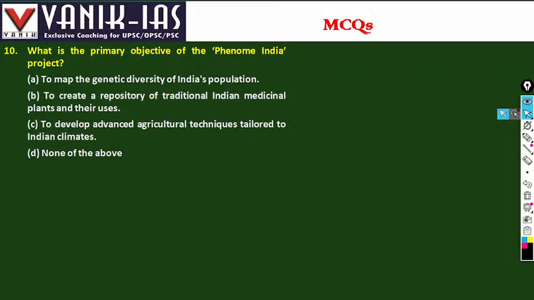To create India-specific risk prediction... So to map the genetic diversity, no. To create a repository of traditional Indian medicine, no. To develop advanced agricultural technology tailored to Indian needs, no. So its objective is this: to initiate and create India-specific prediction models for cardiometabolic diseases, including diabetes, liver disease, and cardiac disease. So all three are incorrect. So the answer will be D.